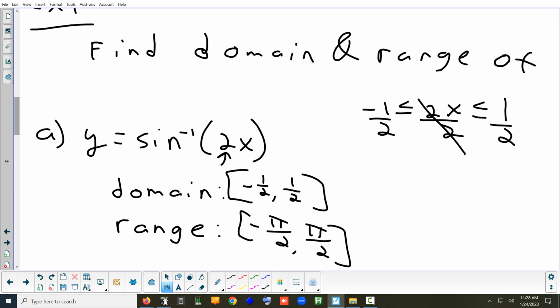When you put a 2, that causes the graph to compress by a factor of 2. So instead of being negative 1 to 1, it should be half that much because you compressed it. And that's it. That's your domain and range.